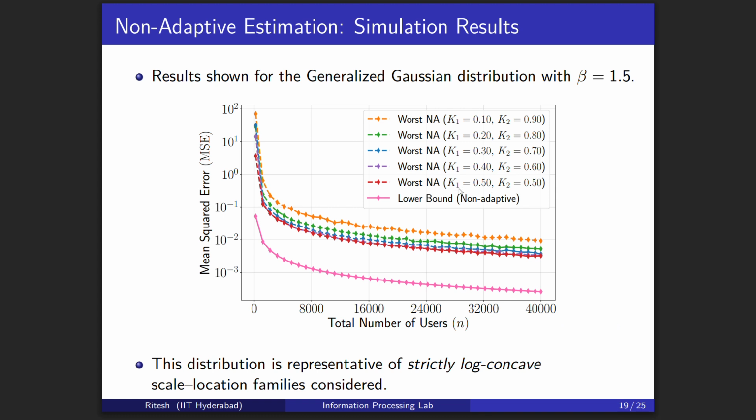So if we divide equally in each group in the non-adaptive one, then we will get the better result. So we have to divide our users equally in two groups in the non-adaptive case.